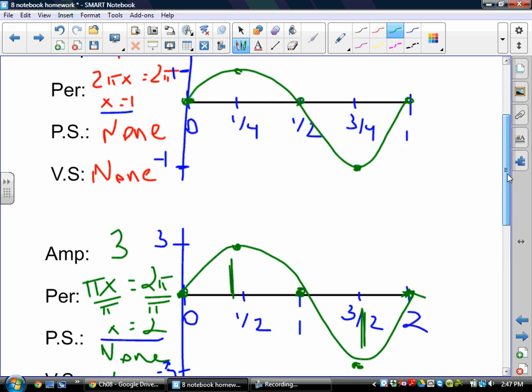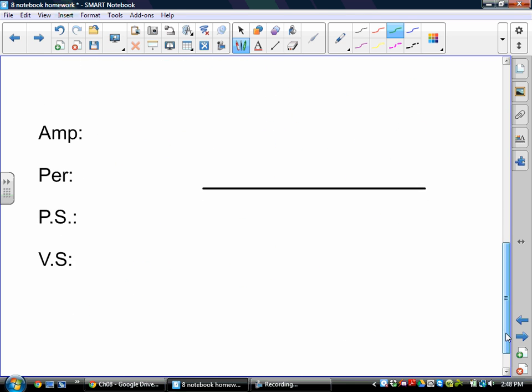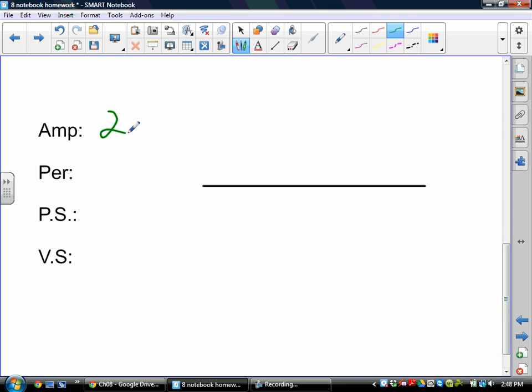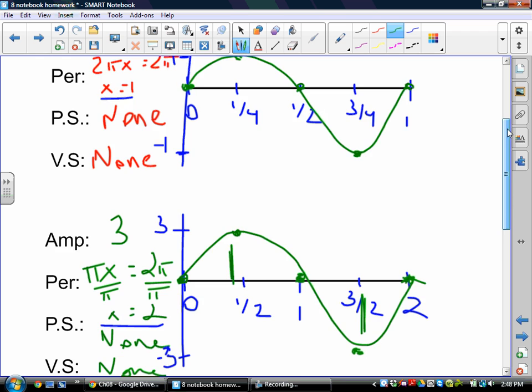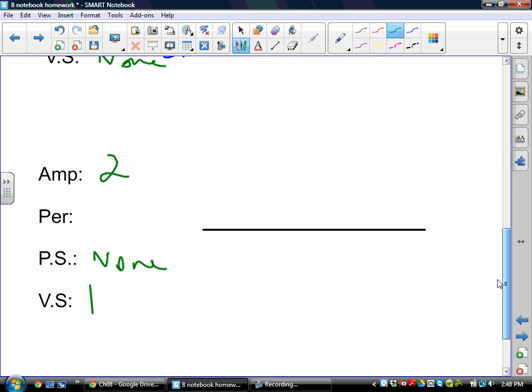Last equation, part C, we have y equals 2 sine of 2 pi x plus 1. So we know amplitude is 2. The vertical shift is going to be a positive 1. There's no phase shift. There's nothing else in the parentheses. And in the parentheses we had 2 pi x, the same thing that we had right here. So my period is going to be 1.